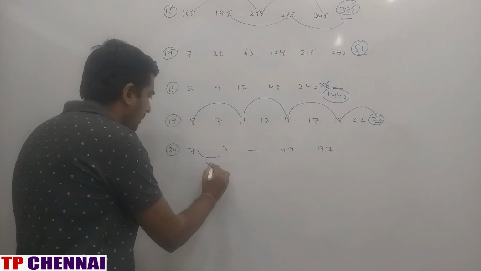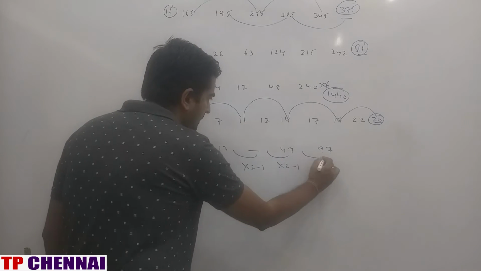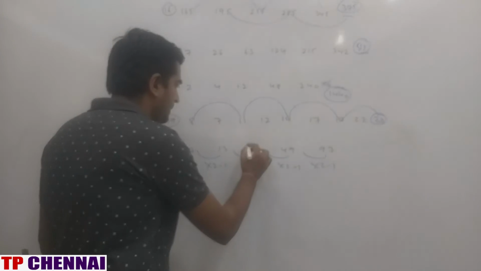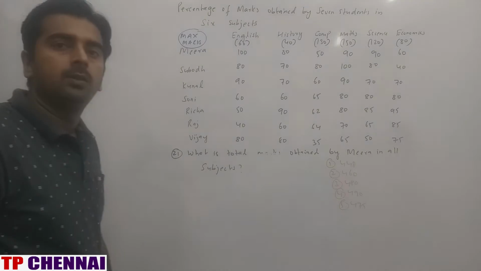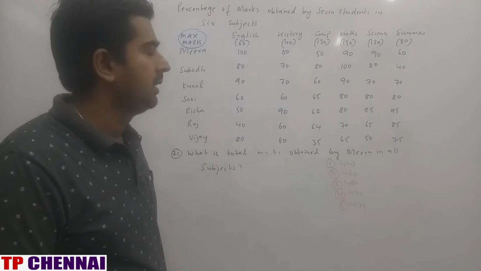Then the last one, 7, 13, dash, 97. This is into 2 minus 1, into 2 minus 1, into 2 minus 1, into 2 minus 1. Right? So 13 into 2 is 26 minus 1 is 25. So in a fast manner we have to solve. I hope you are clear with simplification and number series questions.